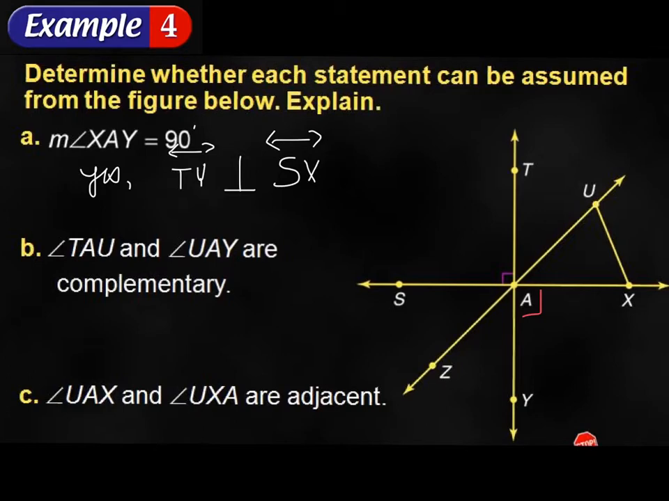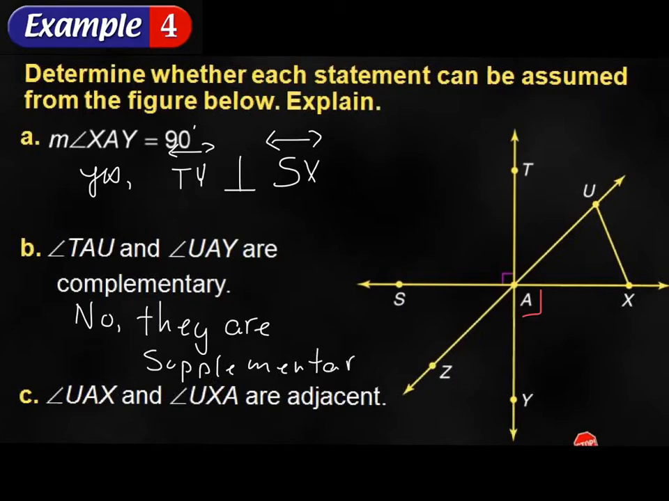Are angles TAU and UAY complementary? No. There is a relationship, but they are supplementary. They make a straight line together, add up to 180 degrees.